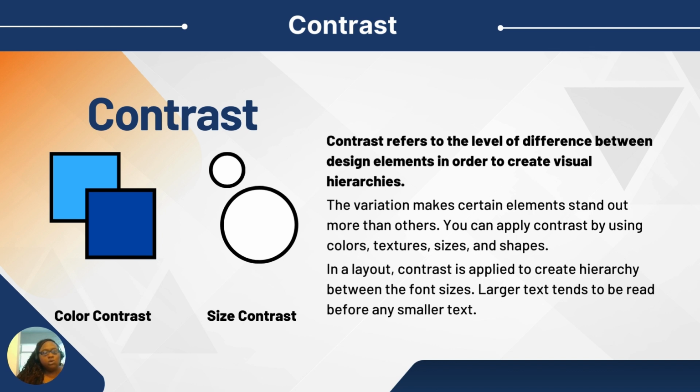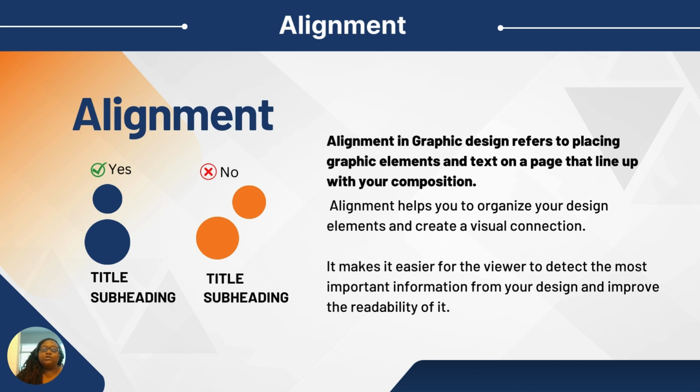Now, on one side, we have color contrast. Think about where your eye went first. Did it go to the lighter color or the darker color? The light blue or the dark blue? And then size contrast. We have a big circle and a small circle. Where did your eye go first? So think about those things as you create your movie poster.